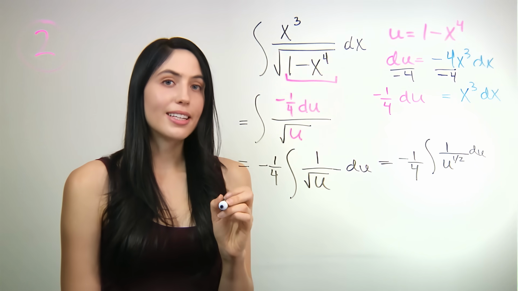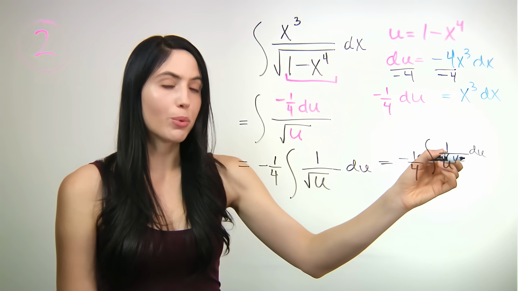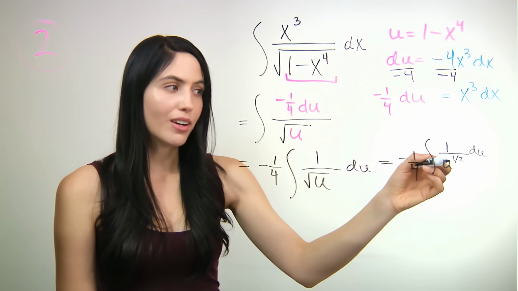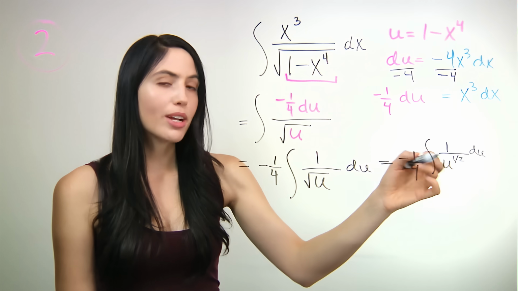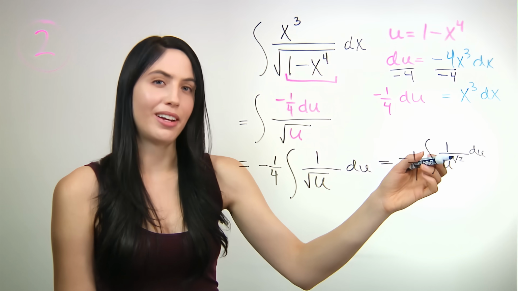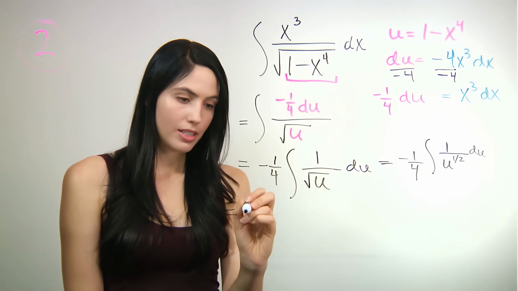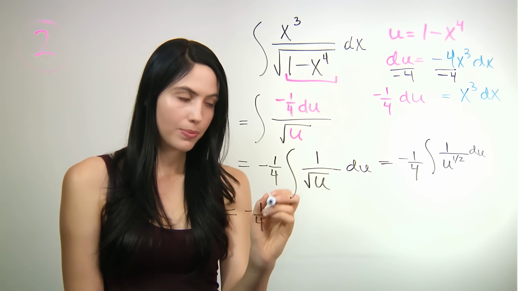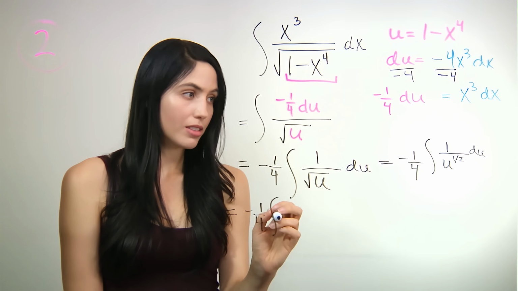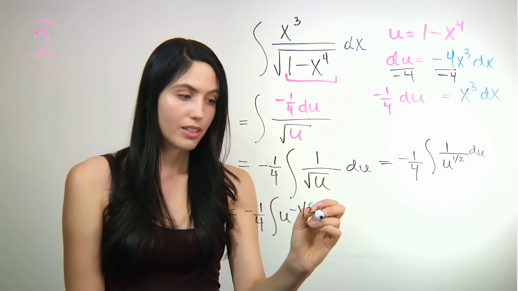Now since you know how to take the integral of a power, most likely, what we want to do is bring this fractional power up to the top. When you bring a power up to the top of a fraction, you have to make the power negative. So what you have is -1/4 integral of u to the -1/2 power du.